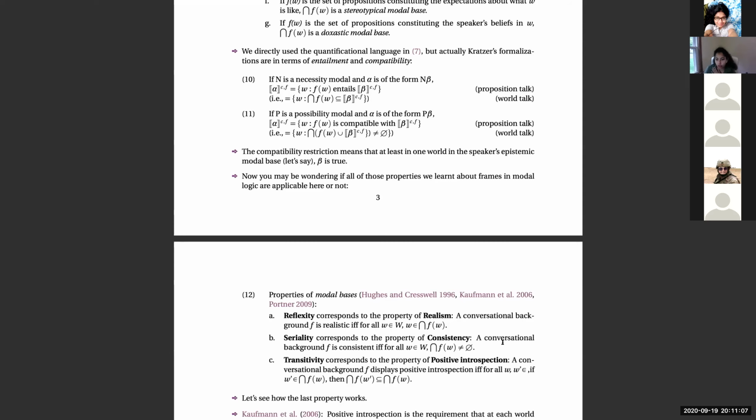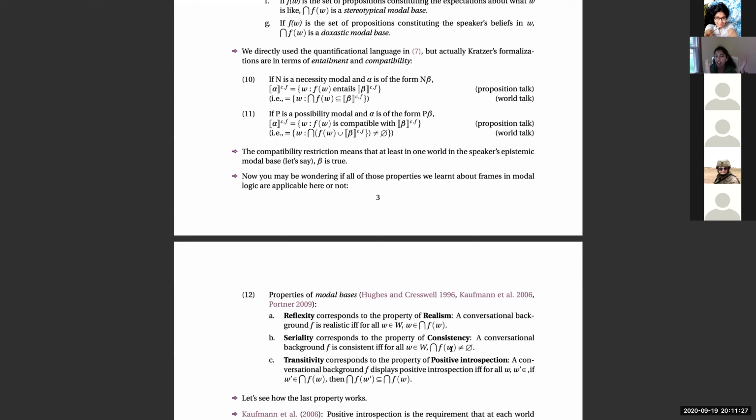The set of rules are followed. So conversational background F is consistent if and only if for all W in W, the modal base isn't empty. So remember, if you have an inconsistent set of propositions, you won't be able to generate a set of worlds where all of those propositions are true.